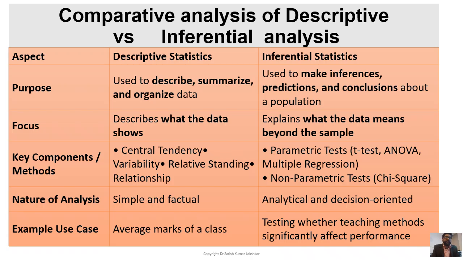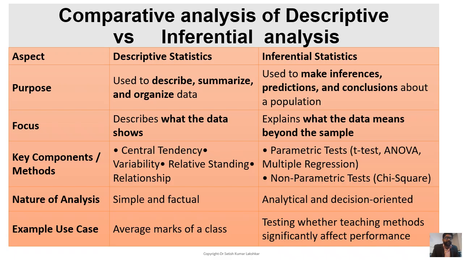The nature of analysis in descriptive statistics is very simple and factual, whereas in inferential statistics the nature of analysis is analytical and decision oriented. If you want to make any decisions or predictions, then inferential analysis is used. It is very helpful in such scenarios. Whereas if we just want an overview of the data, what is happening, and just want to represent that past data, then descriptive statistics is very helpful.